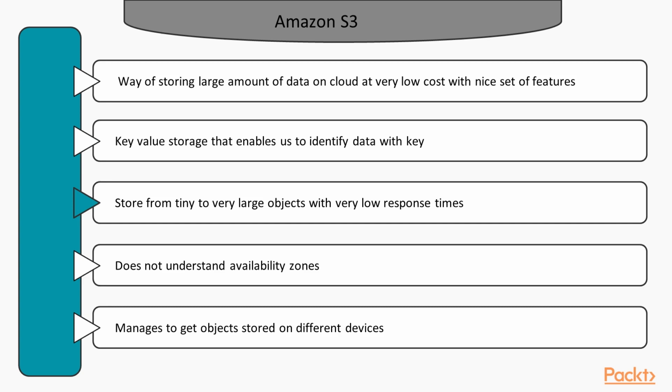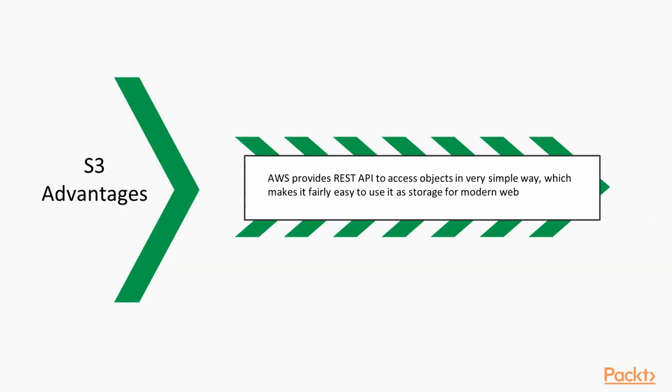It is a feature that has the concept of regions, but S3 does not understand availability zones. The S3 service itself manages to get objects stored on different devices, so you don't need to worry about it. Another advantage of S3 is that AWS provides a REST API to access objects in a very simple way, which makes it fairly easy to use it as storage for the modern web.